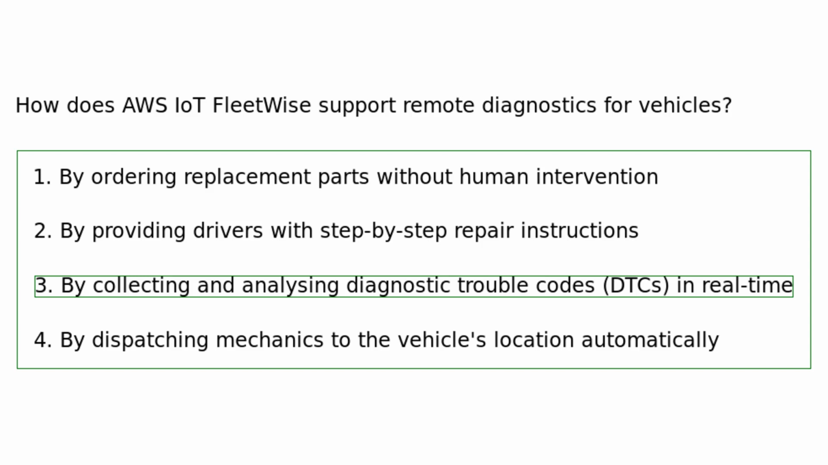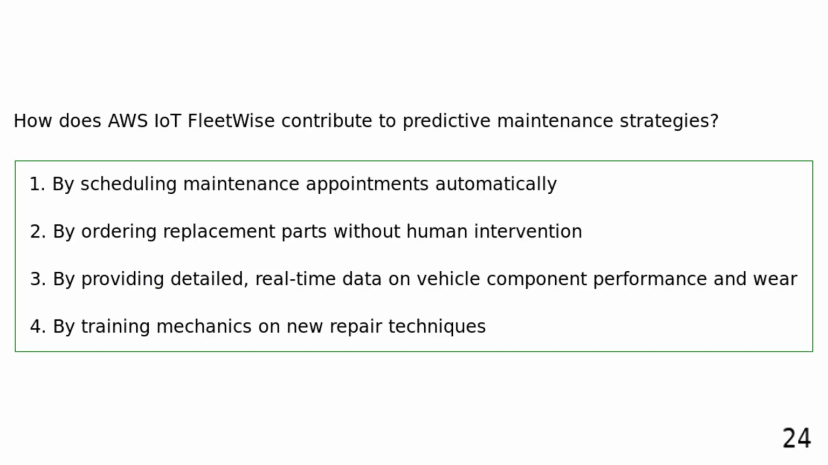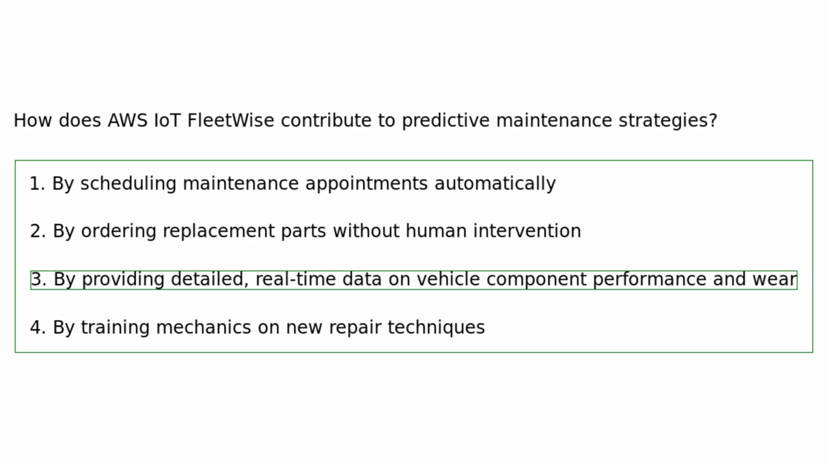and resolution of issues. How does AWS IoT FleetWise contribute to predictive maintenance strategies? By scheduling maintenance appointments automatically. By ordering replacement parts without human intervention. By providing detailed, real-time data on vehicle component performance and wear. By training mechanics on new repair techniques. AWS IoT FleetWise contributes to predictive maintenance by providing detailed, real-time data on vehicle component performance and wear, allowing maintenance teams to predict and address issues before they lead to breakdowns.